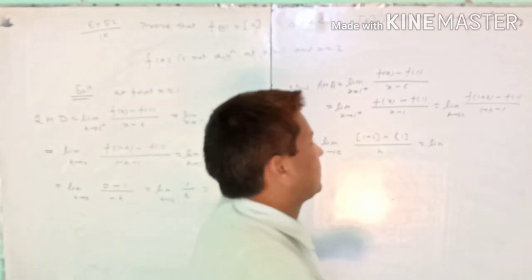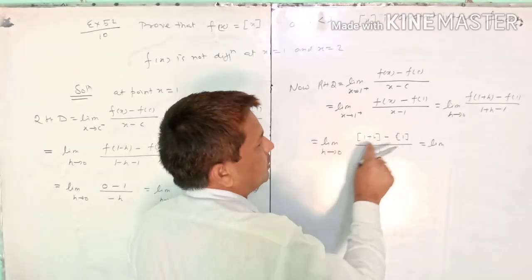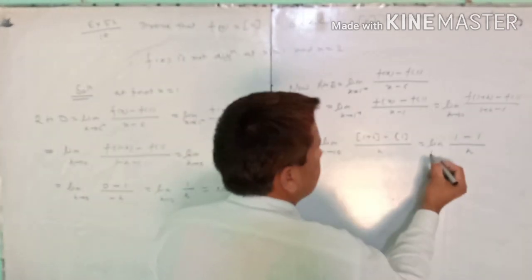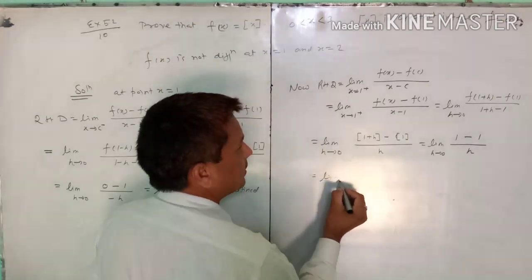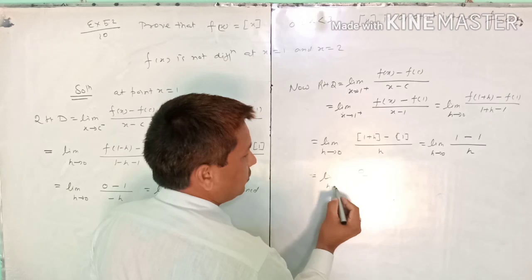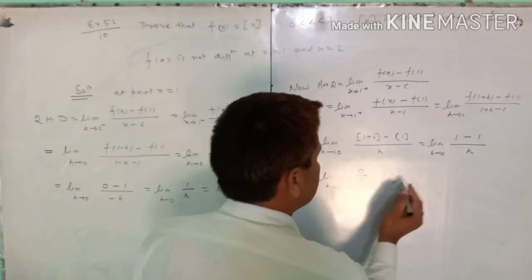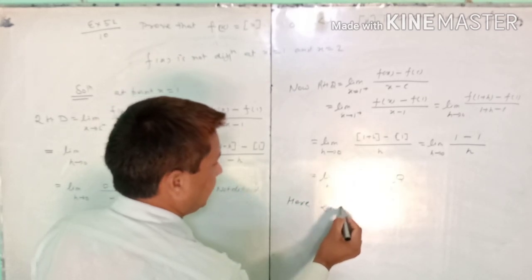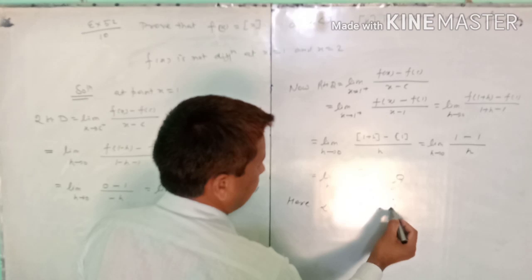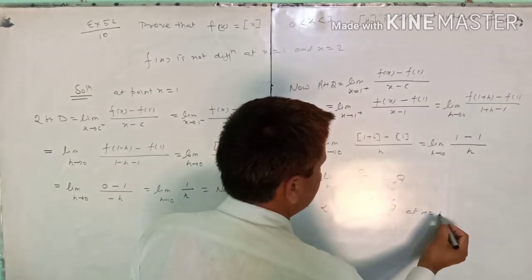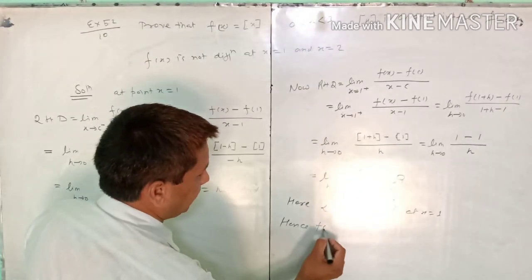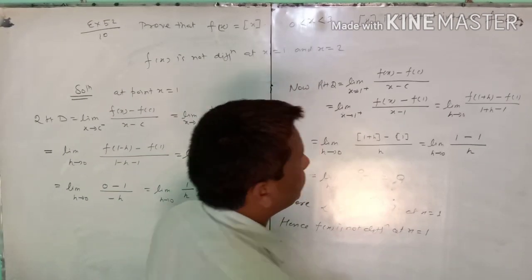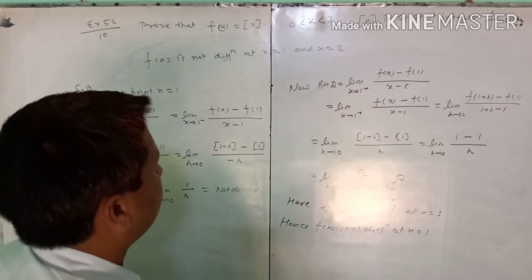Here the greatest integer of 1 + h: 1 + h means slightly greater than 1. So in this case, the greatest integer of this is 1, minus the greatest integer of 1, divided by h as h tends to 0. Limit of 0 upon h as h tends to 0, 0 by h means 0. So the right hand derivative is equal to 0. Here the left hand derivative is not equal to the right hand derivative at x = 1. Hence f(x) is not differentiable at x = 1. Similarly, we find at the point x = 2.